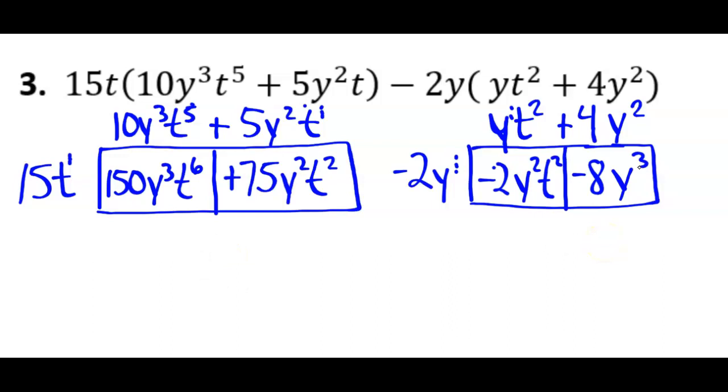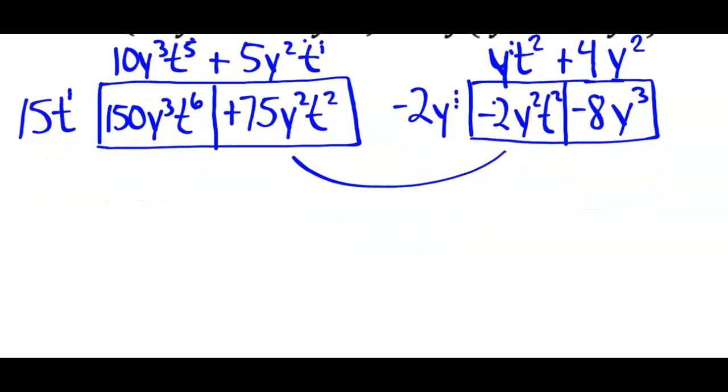All right. So now that I've got that, I'm looking on the inside and the inside, and I need to look at my terms. Do I have any like terms? Remember, my like terms are defined by my variables and their exponents. So if you'll notice here, my y squared, t squared, those are like terms. So, can I combine this with anything? Nope. So my answer is going to have 150 y cubed t to the 6th.